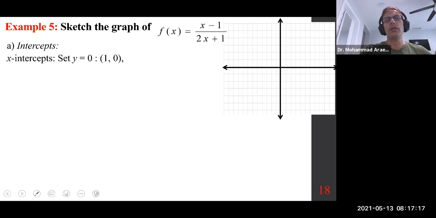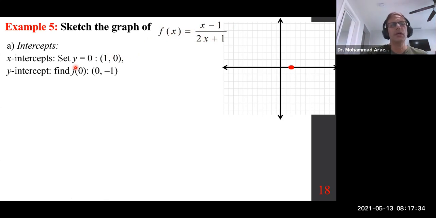So if y is 0, a fractional expression is 0 when the top is 0. Okay, so x minus 1 equal to 0, x becomes 1. That's how you find that. And that's the point. Y-intercept, if you set x equal to 0, these two are 0, so you get negative 1 over 1, which is negative 1. So we got those.